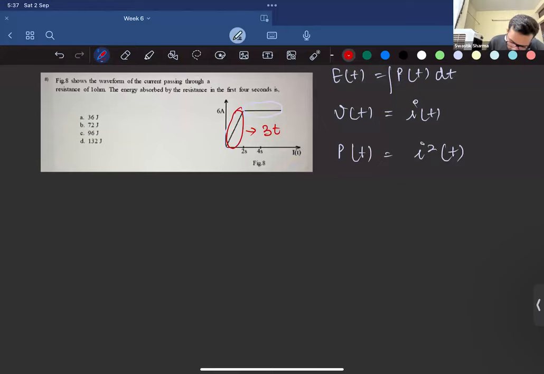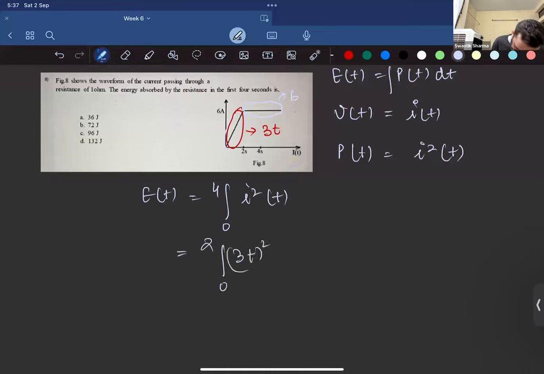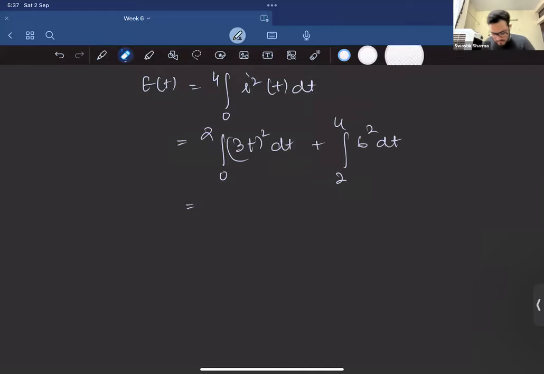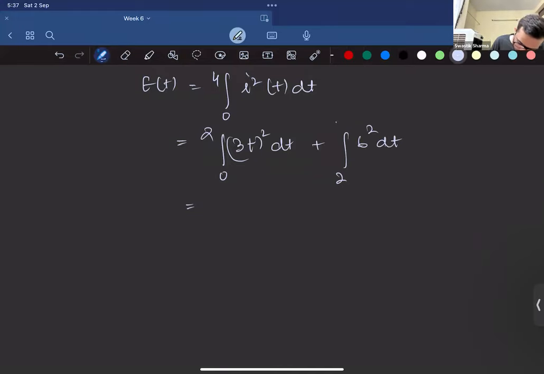And the equation of current here is just simply 6 ampere, right? So let's write the equation again. E(t) is nothing but the integral from 0 to 4 of i squared dt. So from 0 to 2, it's the integral of 3t squared dt, and from 2 to 4, it's 6 squared dt. So can you quickly solve this integral? It's a definite integral, right? You will be able to find it.